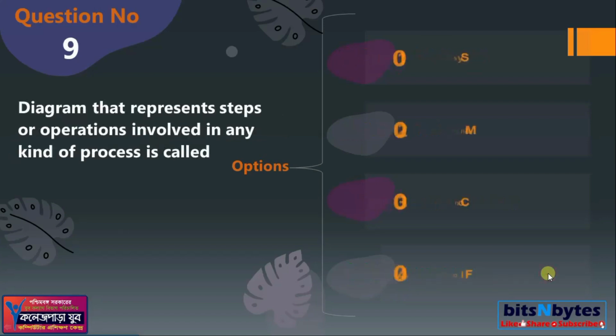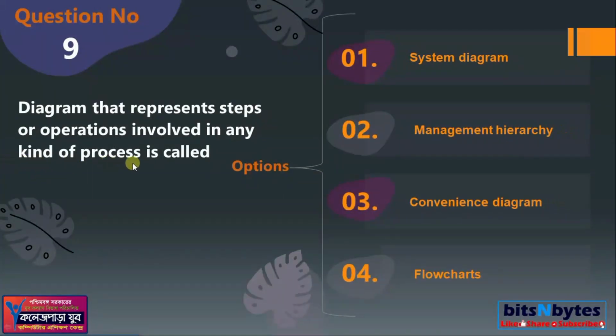Question 9. Diagram that represents steps or operations involved in any kind of process is called system diagram, management hierarchy, convenience diagram, or flowcharts. Answer: flowcharts.